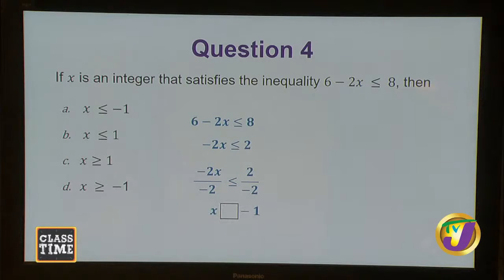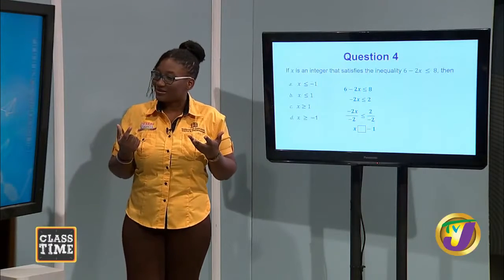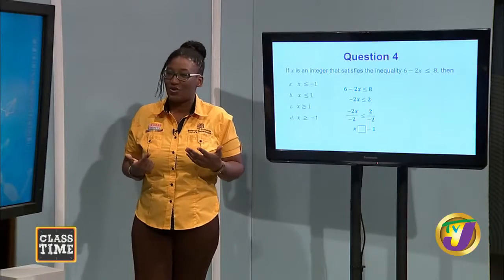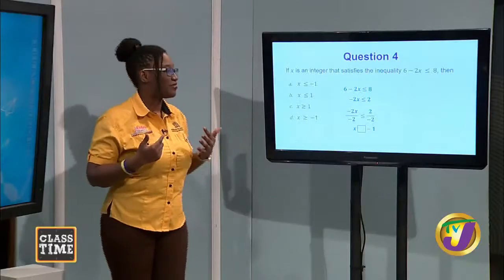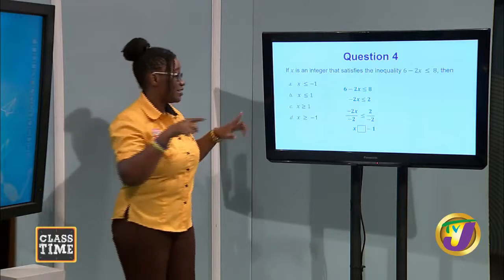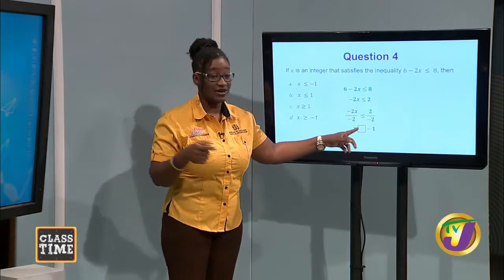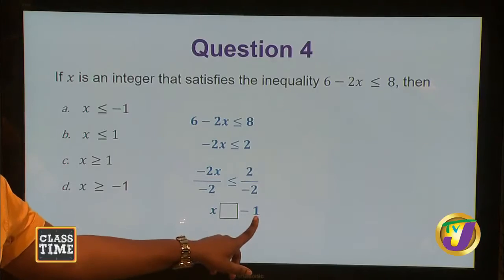I remember something about what happens when you divide an inequality by a negative number, but I can't quite remember it right now. But one thing I know is that x is either greater than or equal to or less than or equal to, we're not sure yet. But negative 1 is here.